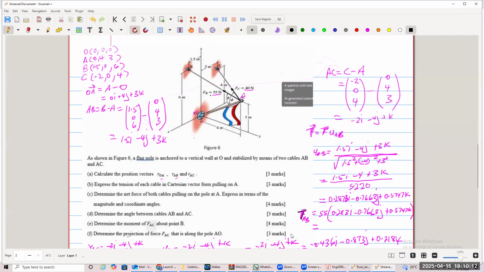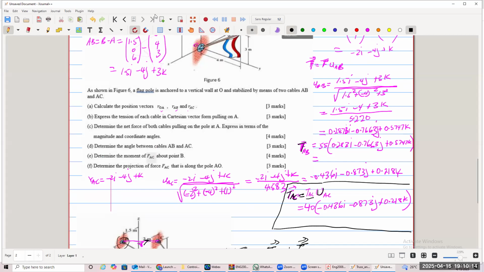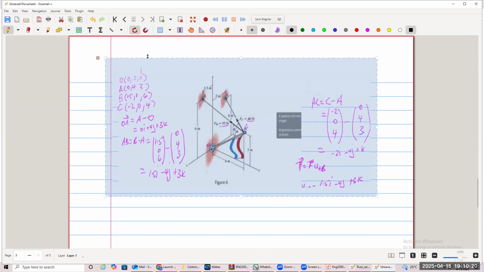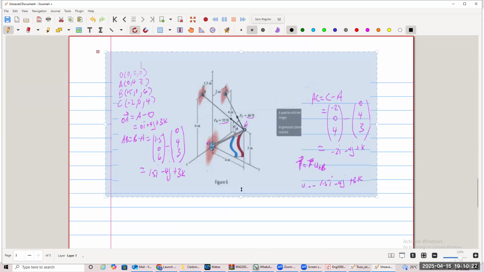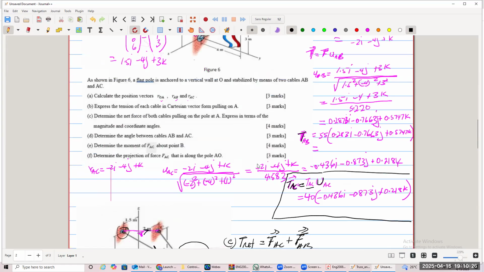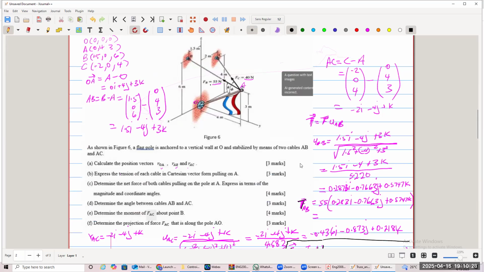So you just go down. Let's get another page. And you just tell me what to do. This is revision, so you tell me what to do and I'll write them. Do I need to carry on anything else? Okay, you worked them out already.